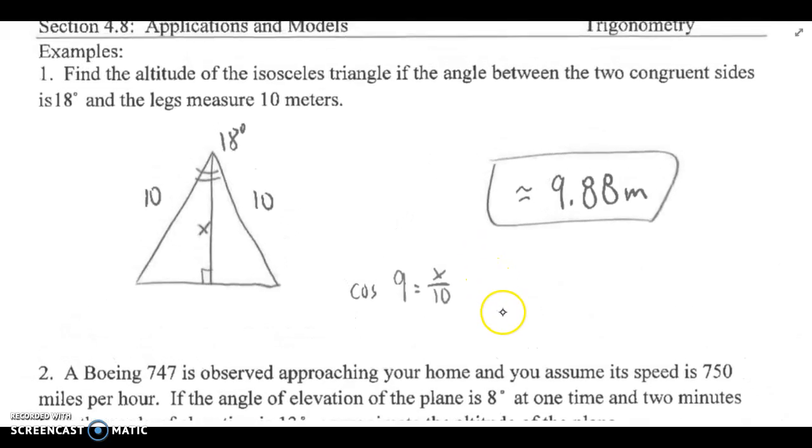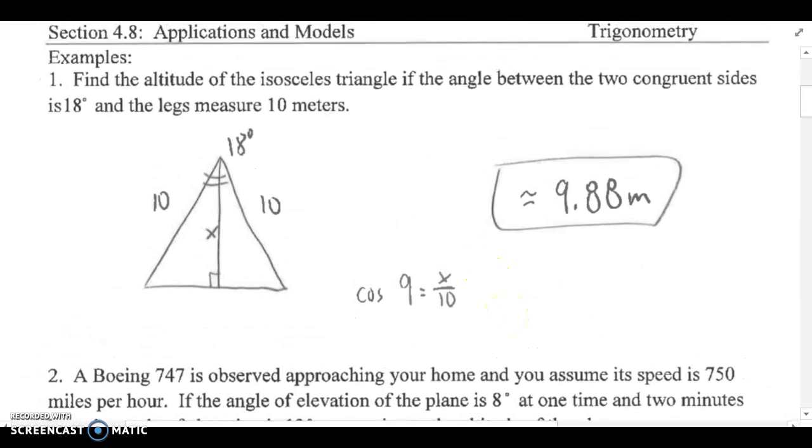Pre-calculus section 4.8 on using trig and applications. First example, we have this isosceles triangle. The legs are 10, the angle between them is 18 degrees. If we draw in this altitude, that altitude is also going to bisect that angle at the top.